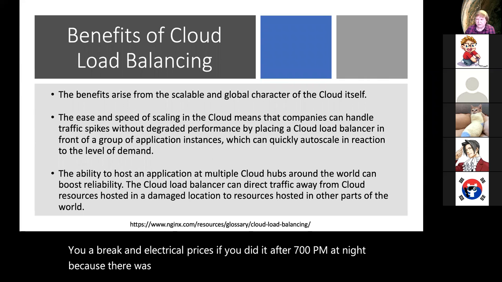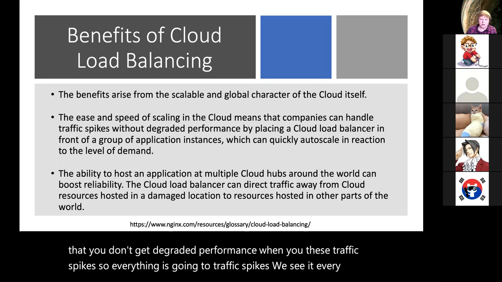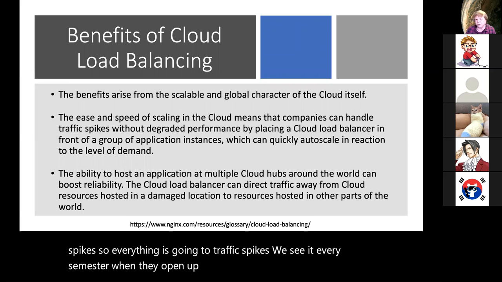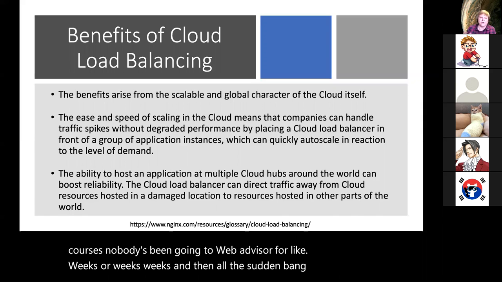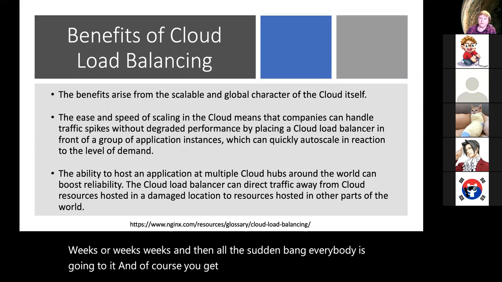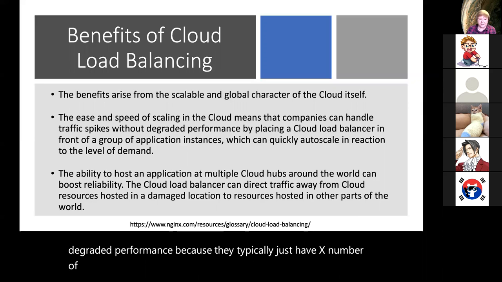So you have the same thing with requests to a computing resource. You want to make sure that you don't get degraded performance when you have these traffic spikes. So everything's going to have traffic spikes. We see it every semester when they open up WebAdvisor so people can select courses. Nobody's been going to WebAdvisor for weeks and weeks and weeks, and then all of a sudden, bang, everybody is going to it. And of course, you get degraded performance, because they typically just have X number of servers, and that's it. So there may be some load balancing, but it's limited.